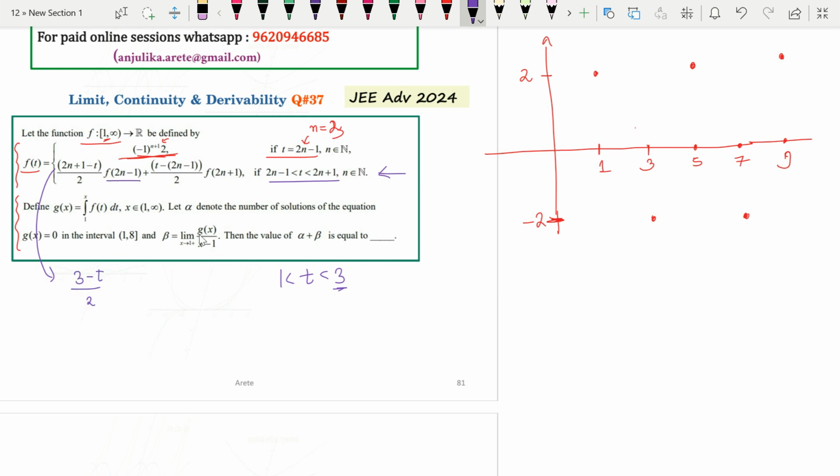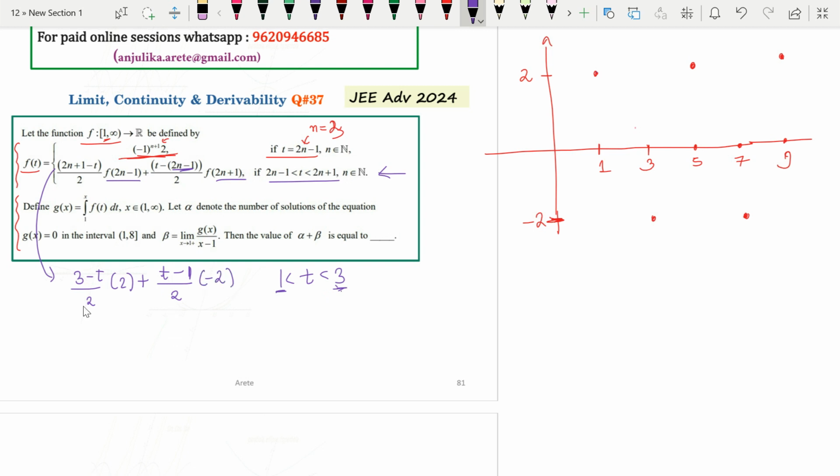What is f of 2n minus 1? That is f of 1. Didn't we say it is 2? Let's write 2 plus t minus 2n minus 1, which is that lower one, times 1 upon 2. What is f of 3, right? 2n plus 1 is 3. f of 3 is minus 2. Now this is what you get.